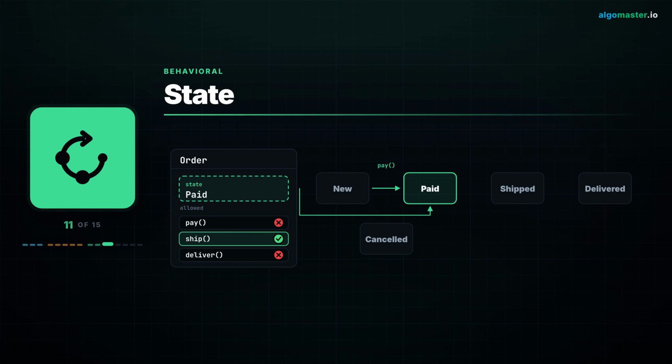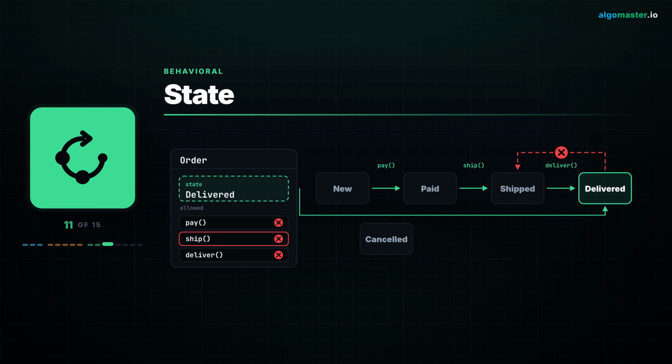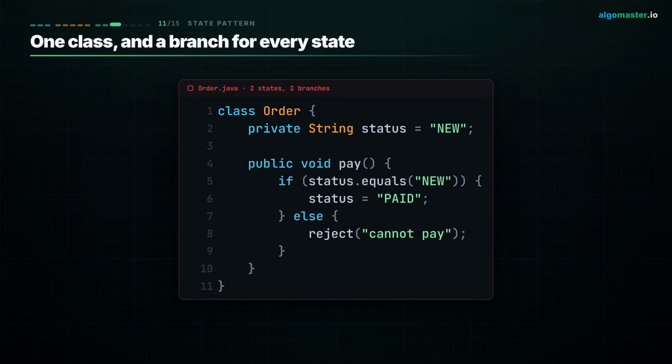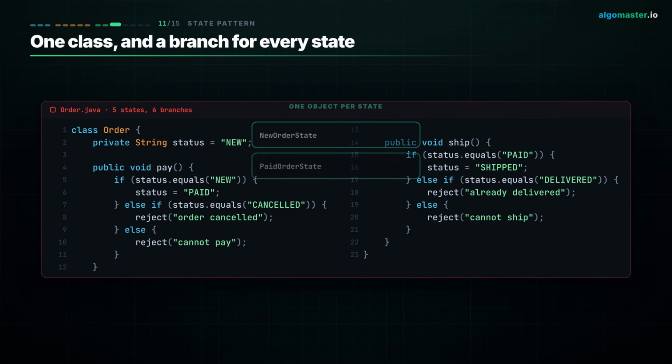A new order can be paid, a paid order can be shipped, a shipped order can be delivered, but a delivered order cannot be shipped again. A simple approach is to store the current status and use conditionals throughout the order class. This may look manageable with only a few states, but as the order lifecycle grows, every method starts accumulating more if-else or switch statements. Soon, the order class becomes responsible for the behavior of every possible state and every valid transition between them. This is where the state pattern helps.